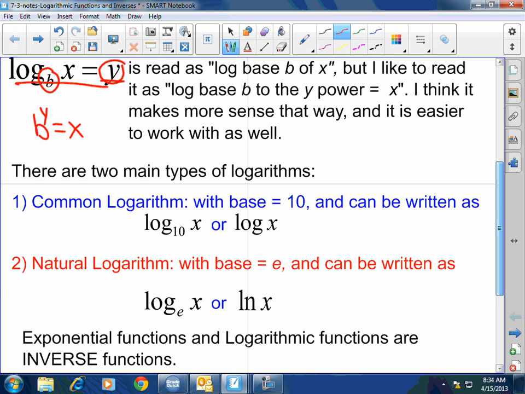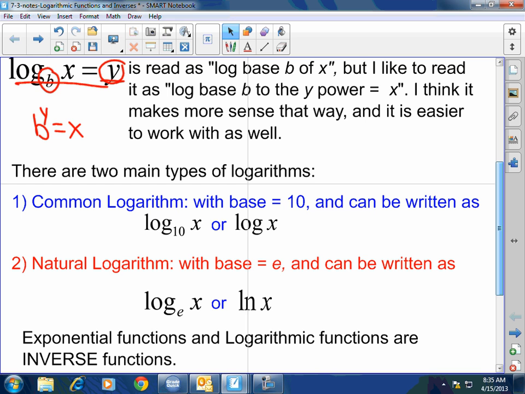There are two main types of log. The reason why I say main types of log is your calculator has a log key, and your calculator has an ln key. Those are two very, very specific logarithms. You cannot, I repeat, you cannot use those logs on your calculator to solve everything. In fact, you're very limited with those two log buttons. Okay? Common log is log of base 10 of x. It's log base 10 of x.